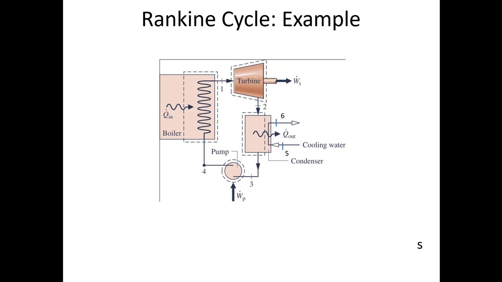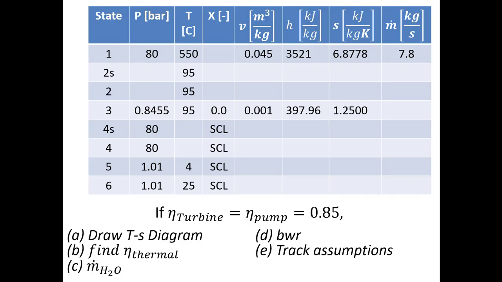So we have our 4 components in this basic Rankine cycle. And then we also have some cooling water that's coming in and out of our condenser. The heat that we're losing from our working fluid in the condenser is going into this cooling water. Now the problem gives us a lot of information that we'll start with.